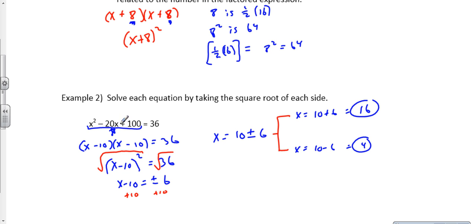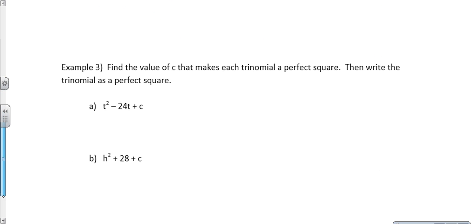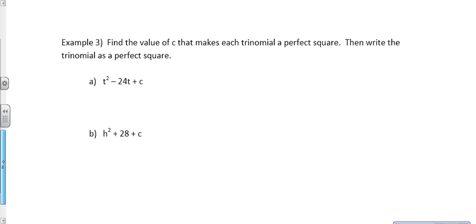Now again, this was factorable in such a way that we had the same thing twice. So let's show how we can actually make that happen. Find the value of c that makes each trinomial a perfect square. Then write the trinomial as a perfect square. Like we mentioned before, this value c has to be a special number for this to be factorable like the other ones were so far. And we made the observation that this number is half of the b value, squared.